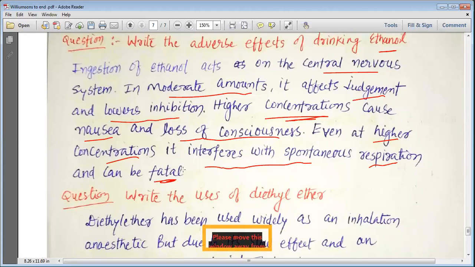So once again, if we consume it in a smaller amount, it affects the central nervous system. In moderate amounts, we lose judgment and cannot do proper inhibition. We cannot walk properly, we cannot think properly, and at higher concentration it causes nausea, loss of consciousness, and it may even interfere with our spontaneous respiration and can cause death.